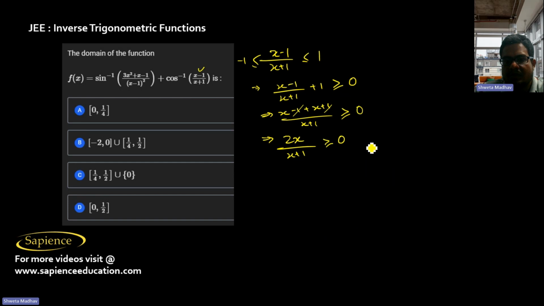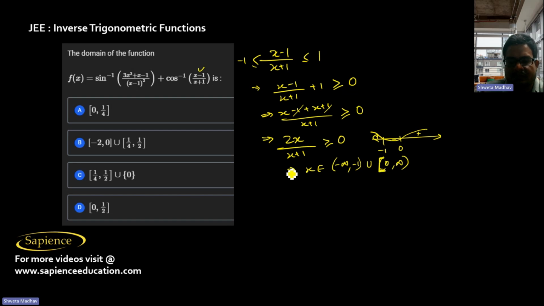So it means here the number line, that is 0 and minus 1. So if I take more than 0, that will be greater than 0 only, obviously. So this is positive, negative, positive. So therefore from here we can say x belongs to minus infinity to minus 1 union 0 to infinity. Here 0 is included, but minus 1 should be excluded.